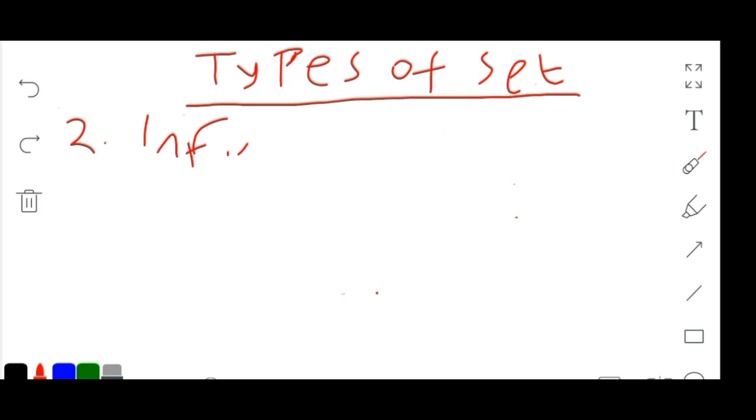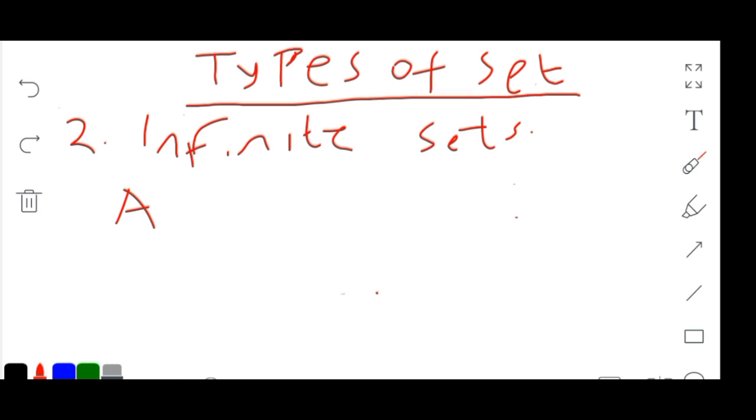Infinite set. So number 2 is infinite set, from the word infinity. So we can define infinite sets. These are sets that have an unlimited number of elements. Simple as that. So let's take an example.